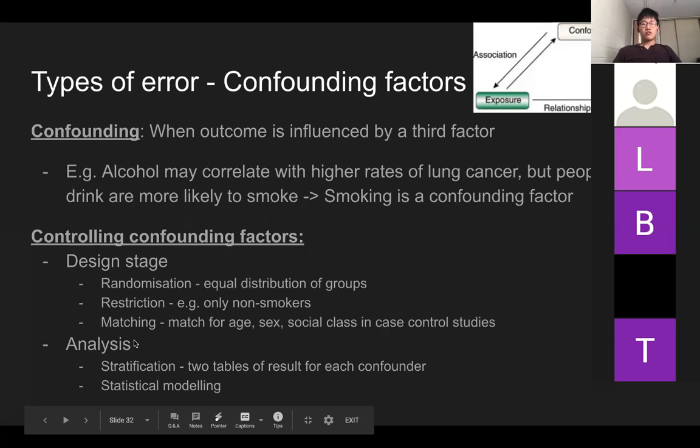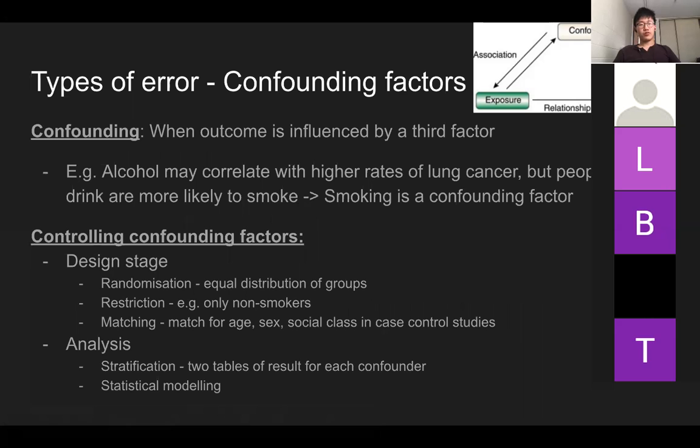Another type of error or thing to take note of is confounding factors. I think they would have made a big deal out of this. So what a confounding factor is, it's when an outcome is influenced by a third factor. So just because there's correlation between your exposure and your disease, say there's a correlation between alcohol and rates of lung cancer, but it doesn't necessarily mean that alcohol specifically causes lung cancer.